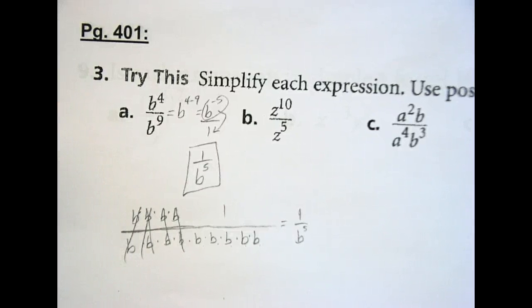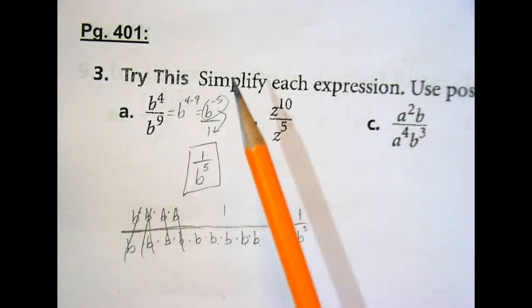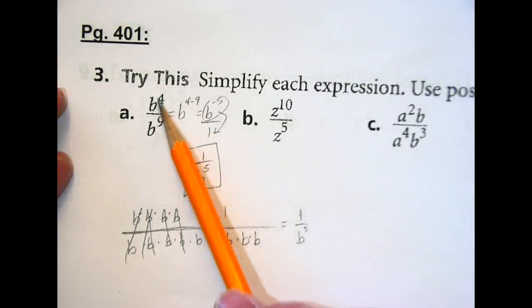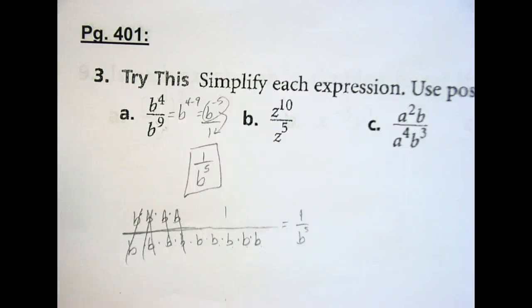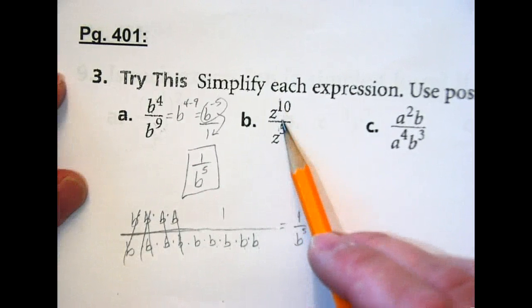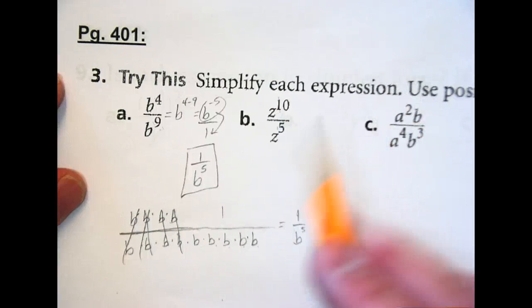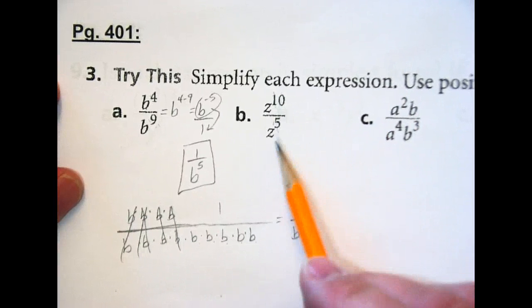I like to look at this. I know it's subtraction, but when I look at it and I go, where do I have more b's? Top or bottom? I have more on bottom. I have 5 more on bottom. That's my answer. So when I look at this, I like to say, I know it's z to the 10 minus 5, which is z to the fifth. Or you could say, where do I have more z's? Top or bottom?